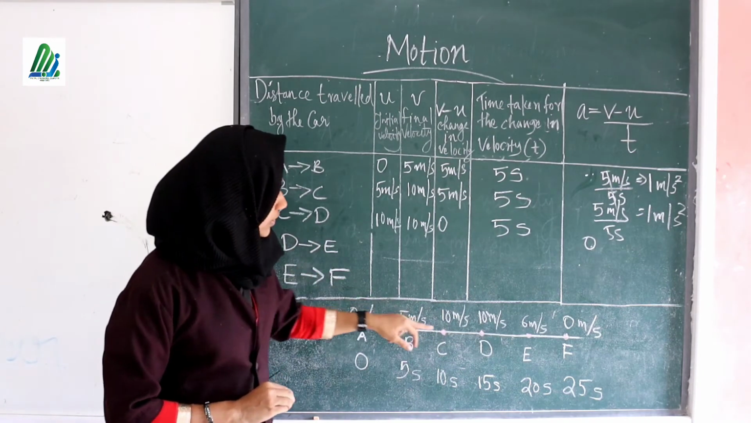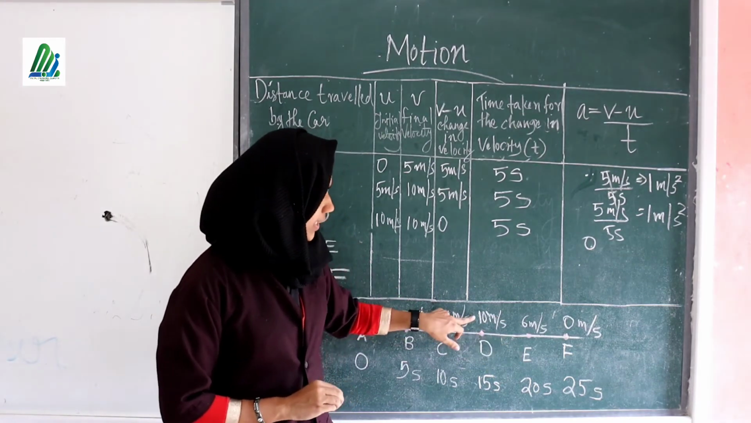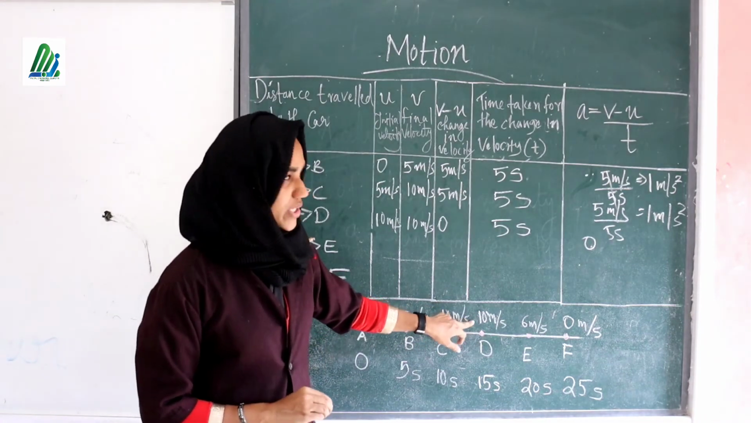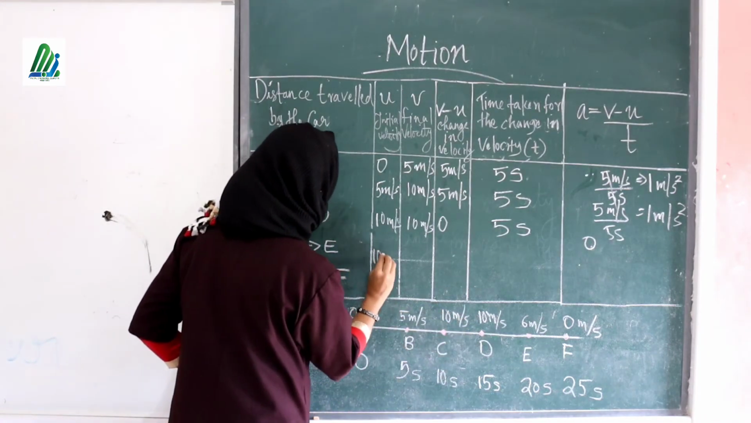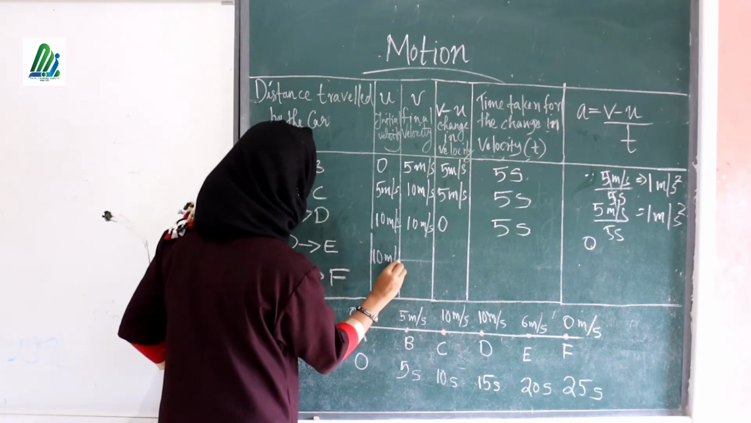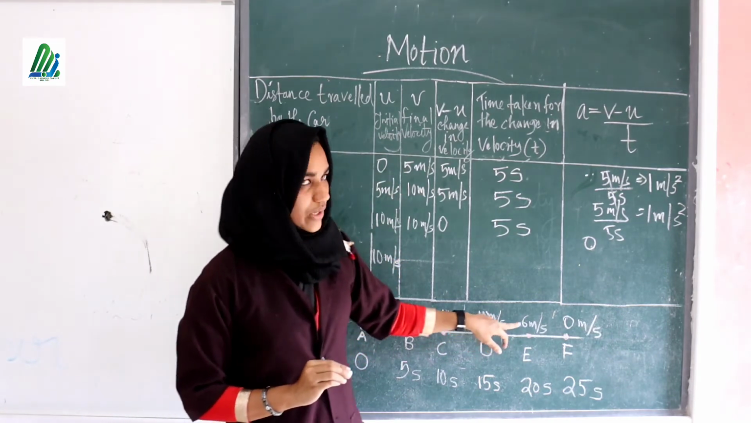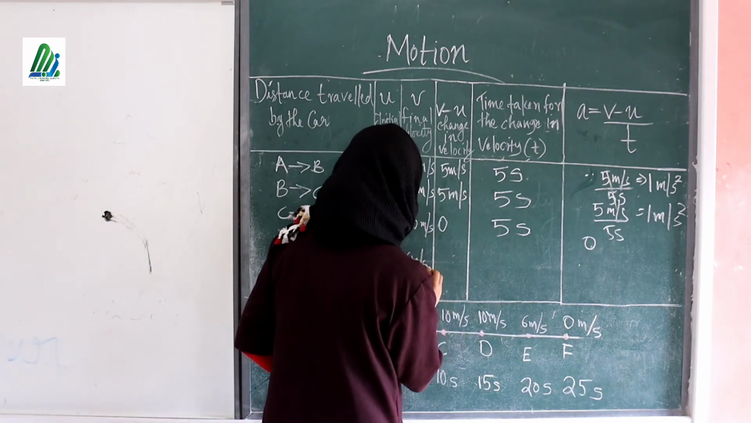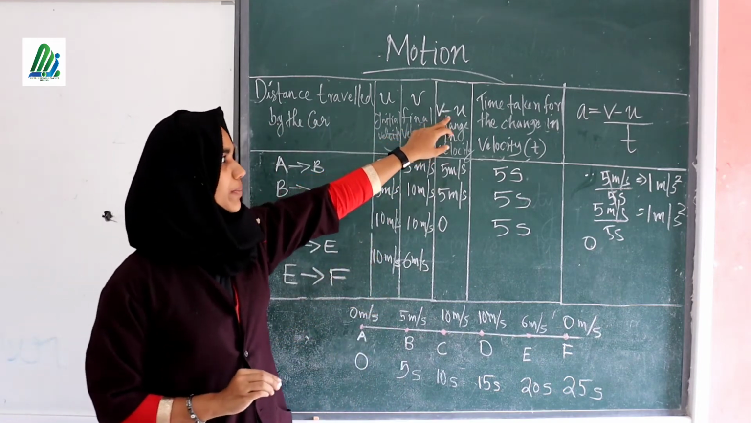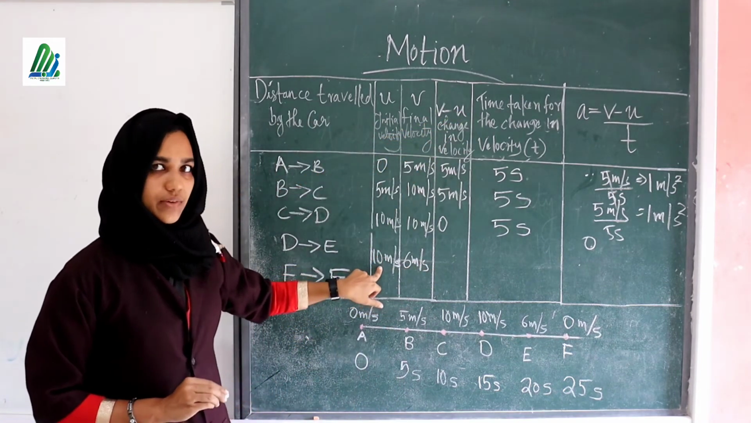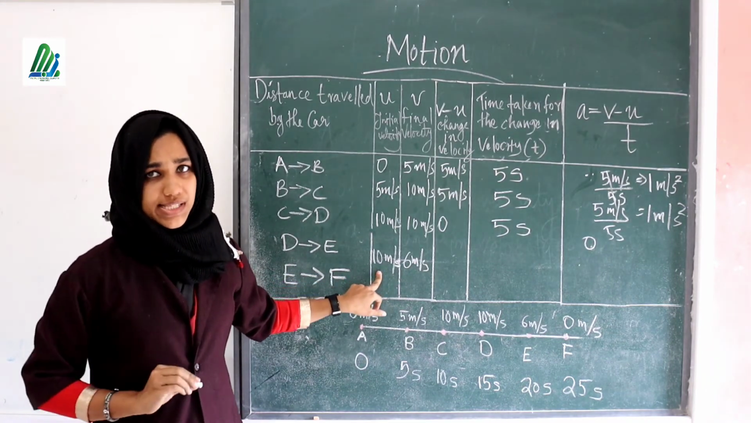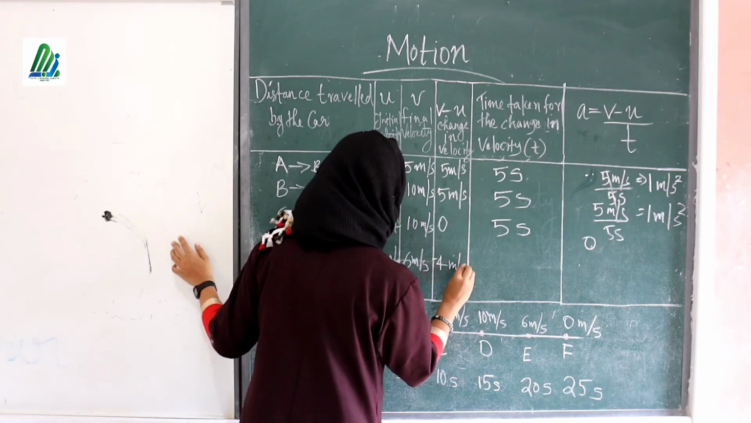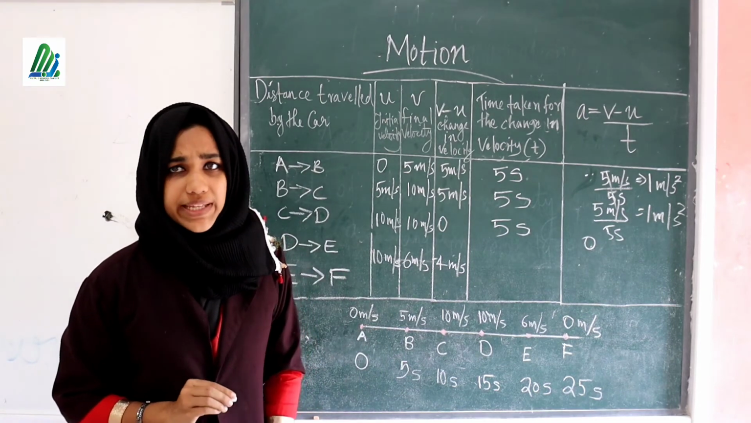Then D to E. Look at here. Here D is 10 meter per second and E is 6 meter per second. The initial velocity is 10 meter per second. Then the final velocity is 6 meter per second. Then you want to subtract it. v minus u, that is 6 minus 10. We will get minus 4 meter per second.